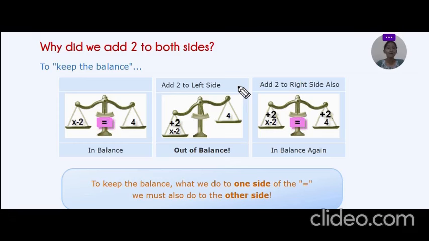So how are we going to do that? We will add 2 here as well. Otherwise this is out of balance, right? If I only add 2 to the left side, this will be out of balance. So what are we going to do? We will add 2 to the right side as well so that it is in balance again. So to keep the balance, what we do to one side of the equal sign, we must also do to the other side. And that is the basics of mathematics.